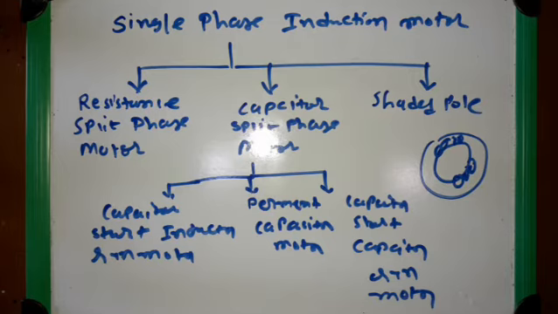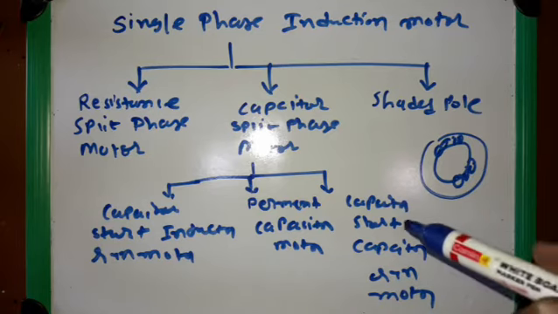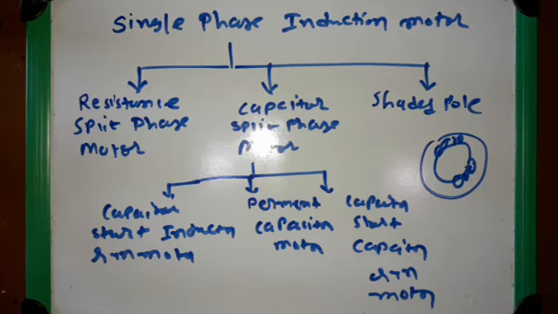Now the second one is the capacitor split phase motor. In the capacitor split phase motor, we use a capacitor for producing rotating magnetic flux. There are three types: capacitor start induction run motor, permanent capacitor motor, and capacitor start capacitor run motor. Now there are two windings on it.